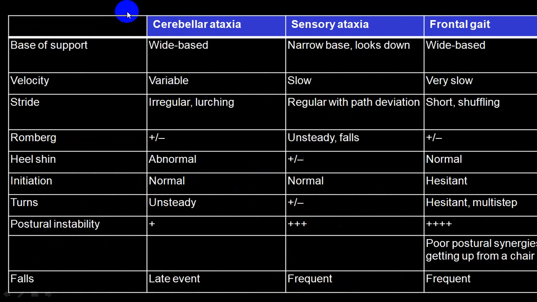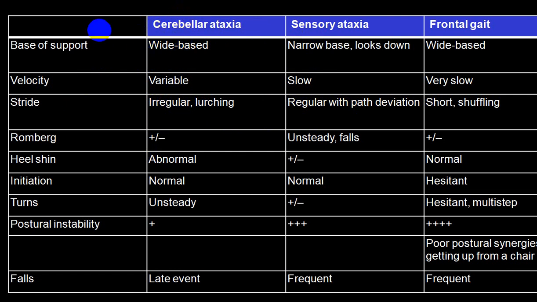So this is typical. In cerebellar, wide base; sensory, narrow base. He will look down. We are not interested in frontal gait, but in cerebellar and sensory, there are two differences. Stride: in cerebellar, the person will have an irregular and lurching stride, while in sensory it will be regular with path deviation. Romberg test will be always positive.